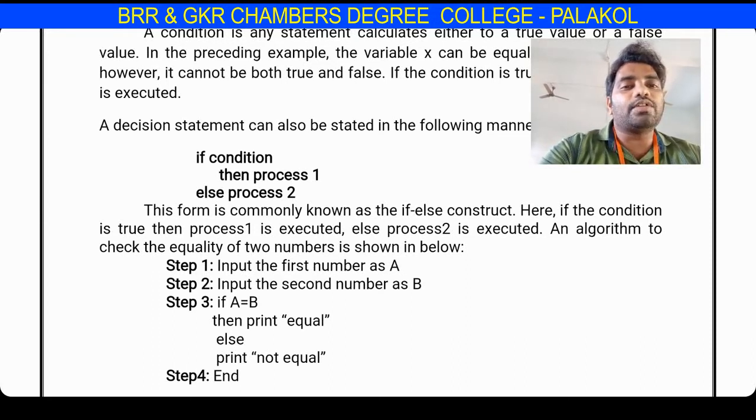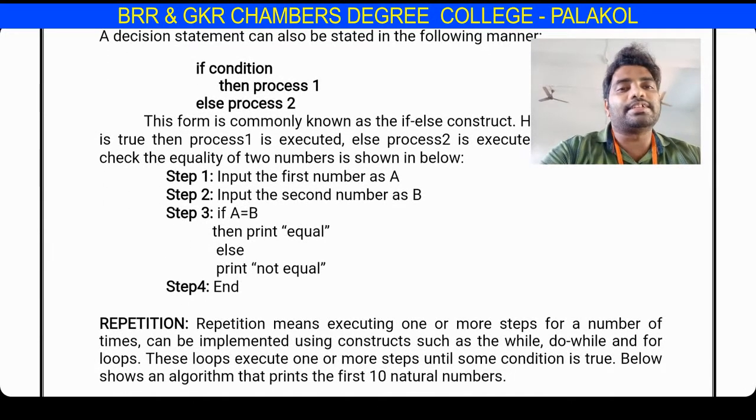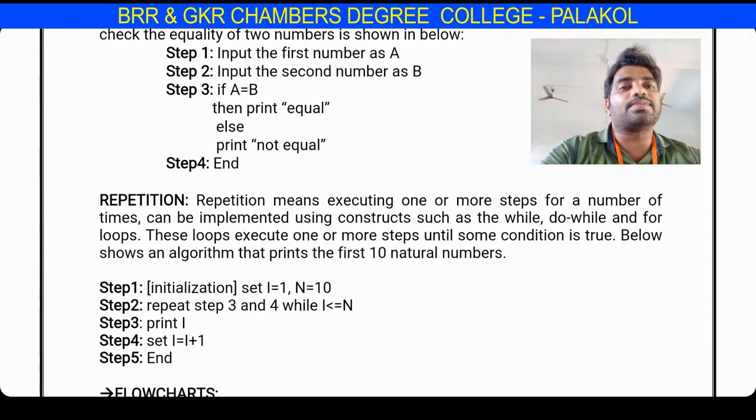Suppose A is equal to 5, B is equal to 4. 4 equal to 5, it's not a true condition. The condition is false. Else statement is not equal. That is the decision. Then repetition.